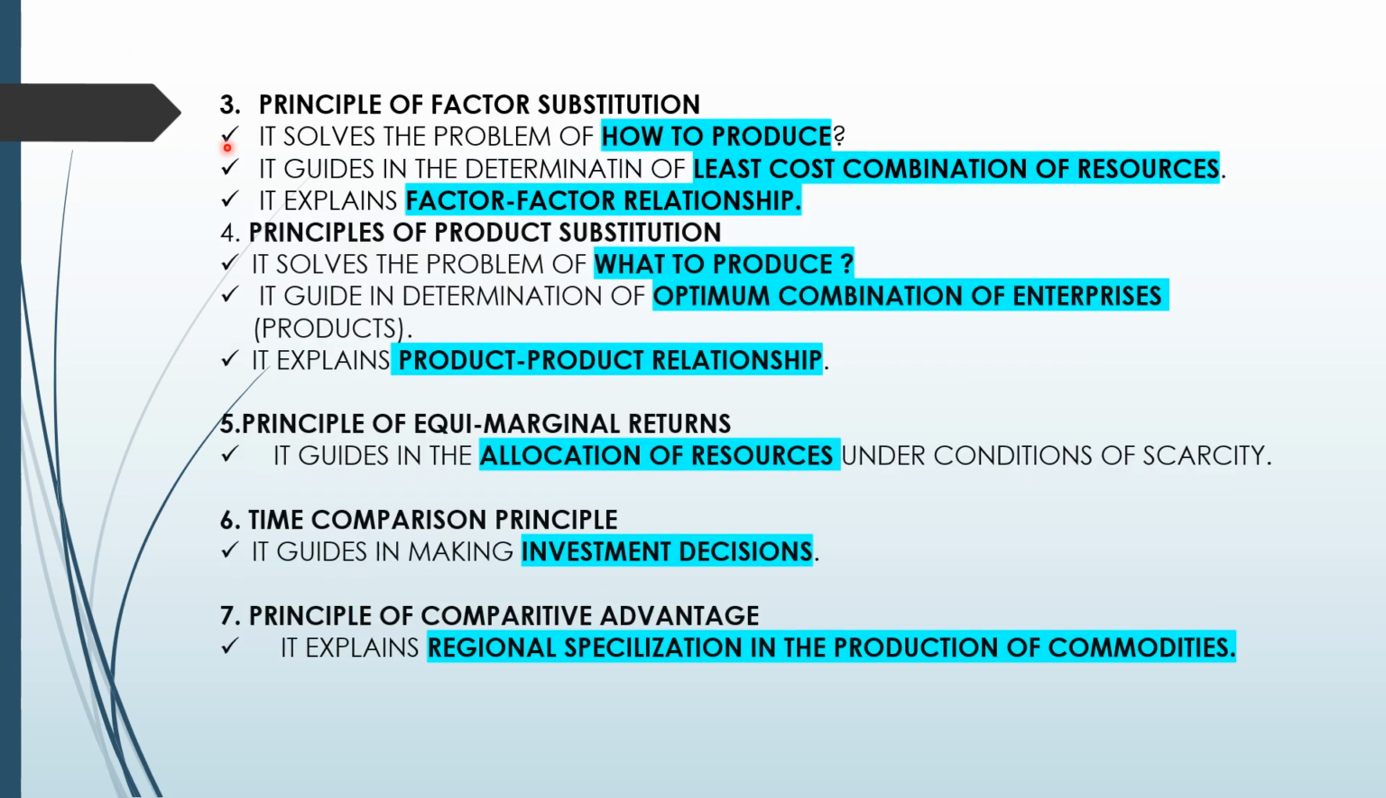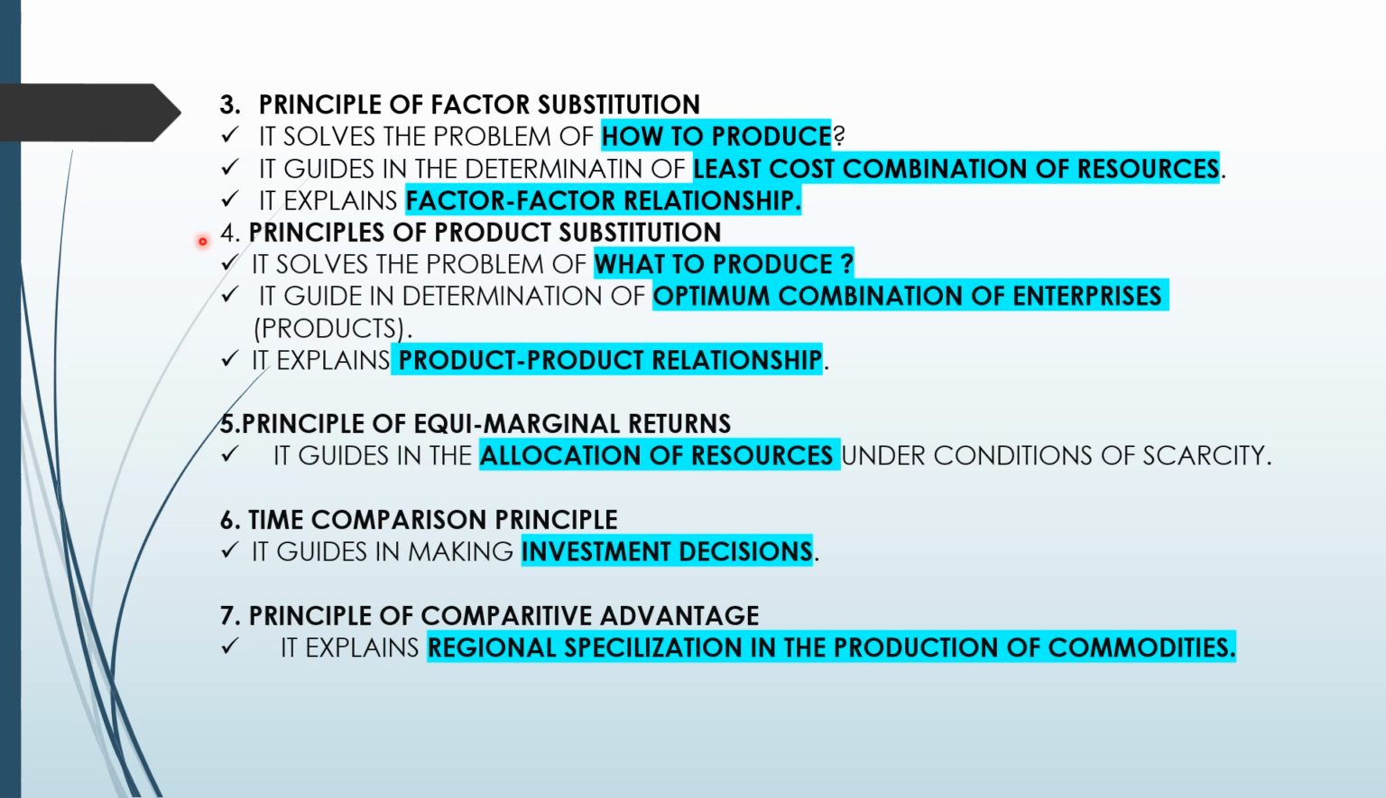Third principle is the principle of factor substitution. Here factor refers to an input, that is, input substitution. In this factor substitution, the farmer will substitute one input on behalf of another input based on availability and its cost. It solves the problem of how to produce and the determination of the least cost combination of resources. And it explains the factor-factor relationship, that is, the relationship between an input and another input.